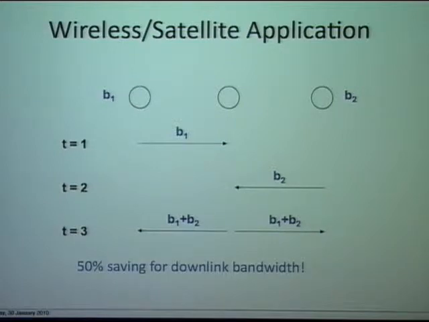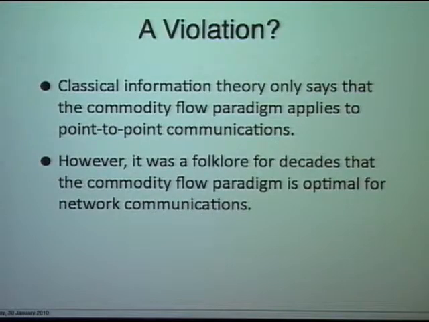Now, is this a violation of classical information theory? Actually, it's not, because classical information theory only says that the commodity flow paradigm applies to point-to-point communication. It didn't say anything beyond that, although for a long time we tended to think of it that way. In fact, it was a folklore for decades that the commodity flow paradigm is optimal for network communications.